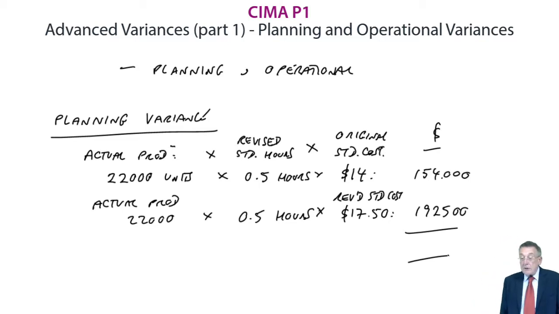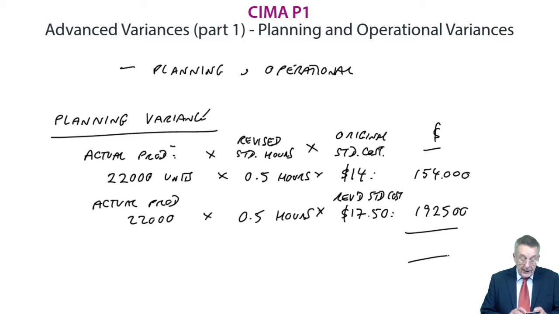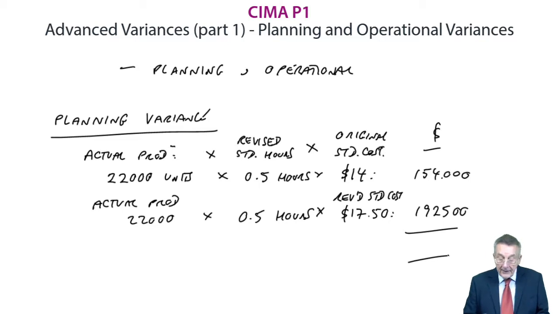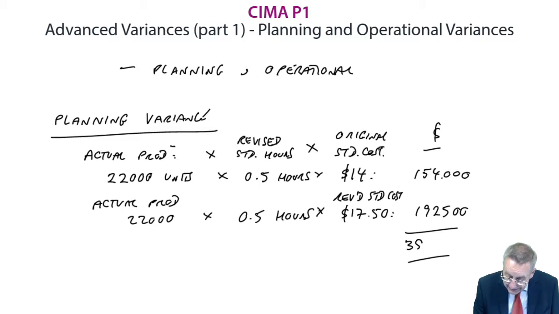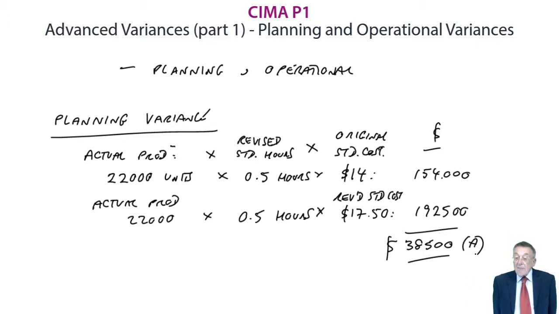And so, you could say, your working is different by all means. Clearly, we're expecting we'd have to pay an extra $3.50 an hour, or in total, the difference is $192,500 minus $154,000, $38,500. Adverse, it's revised upwards. That's what we'd now be expecting. Okay, that's the planning variance, and that again is something we can't control.